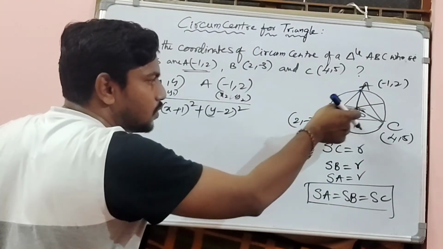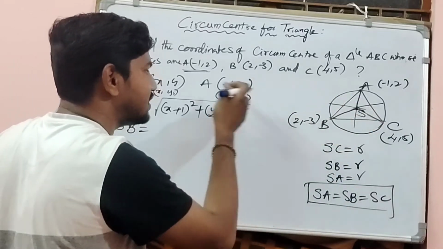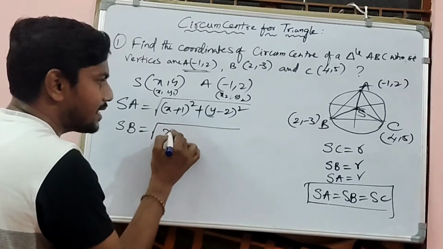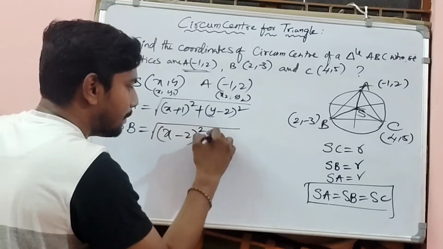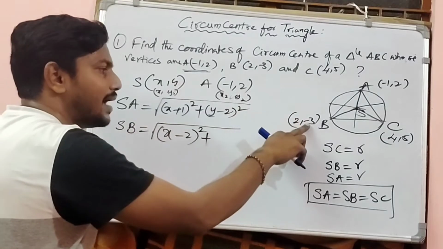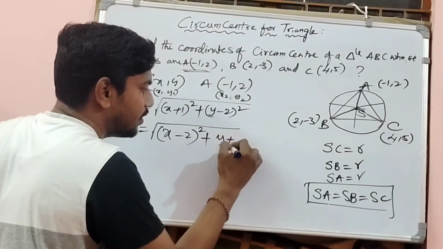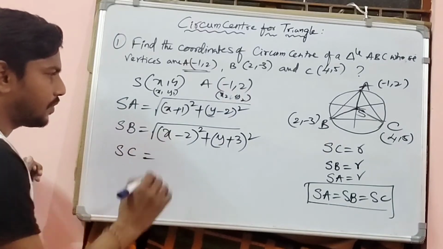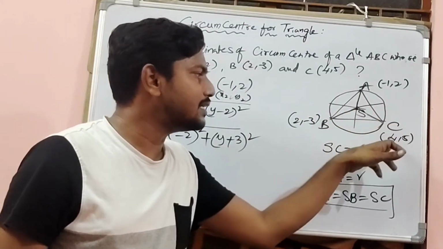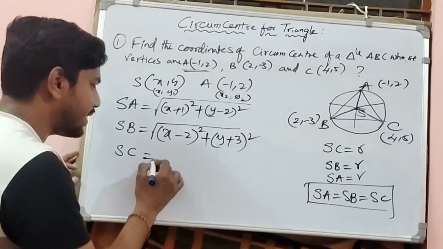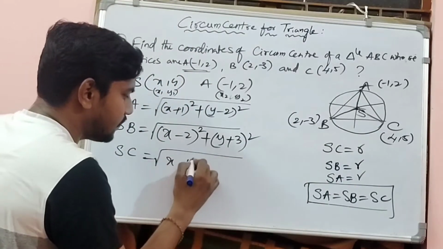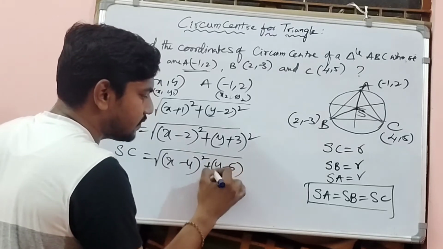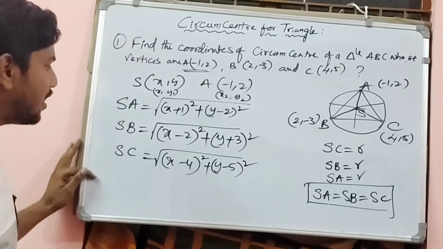Similarly, I am trying to find SB, the distance S to B. S is always (x, y) and you consider B as (x2, y2). So similarly, (x - 2) whole square plus (y minus of -3), which will be (y + 3) whole square. Next, SC. S is (x, y) and C is given as (4, 5). So as usual, (x - 4) whole square plus (y - 5) whole square, and we need to solve based on these three equations.